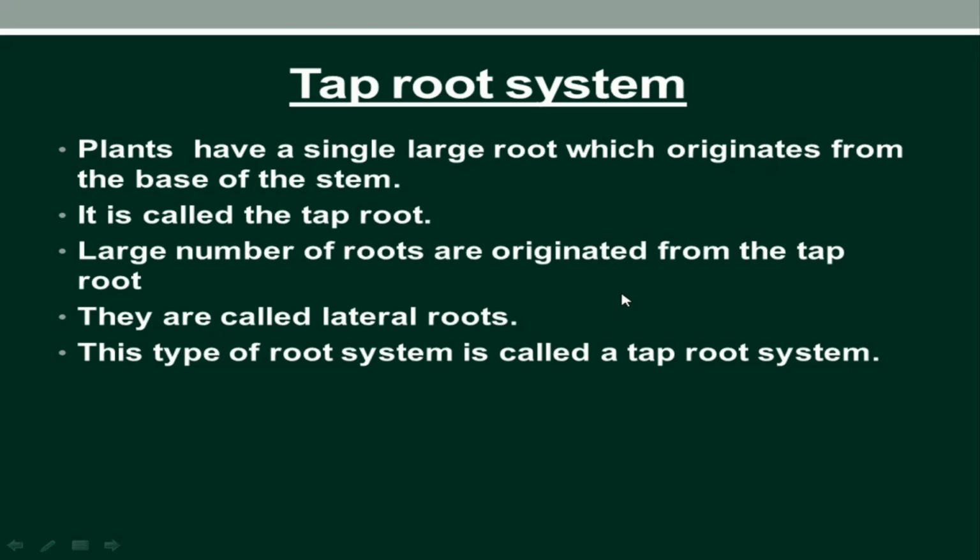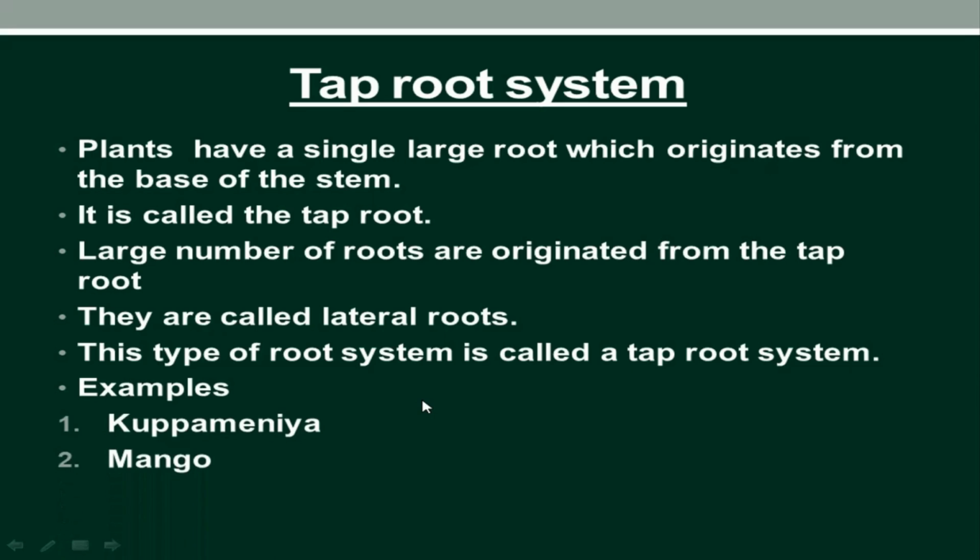Now we have learned what the taproot system is. In the taproot system there is a main large root, known as the taproot, and there are also lateral roots that originate from the taproot. So the taproot system contains two types of roots: the taproot and lateral roots. Next, examples of plants that bear the taproot system: cuppamania, mango, cashew have the taproot system.